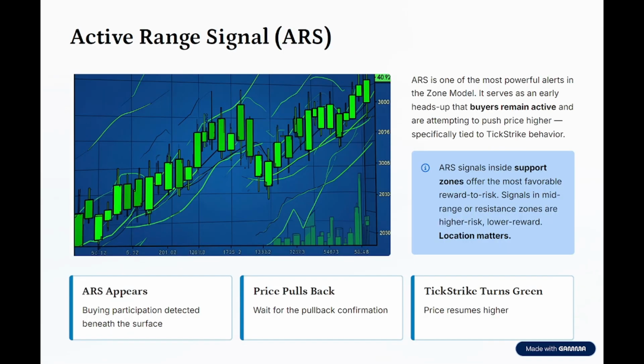ARS, active range signal. It's one of the most powerful alerts in our zone model. It serves as an early heads up that buyers remain active and are attempting to push price higher. Keep in mind, ARS setups are for long only trades. We use ARS specifically with tick strike behavior. Our streaming charts include tick strike. ARS signals inside our algo support zones offer the most favorable reward to risk. Signals in mid-range or resistance zones on our charts are higher risk and therefore lower reward.